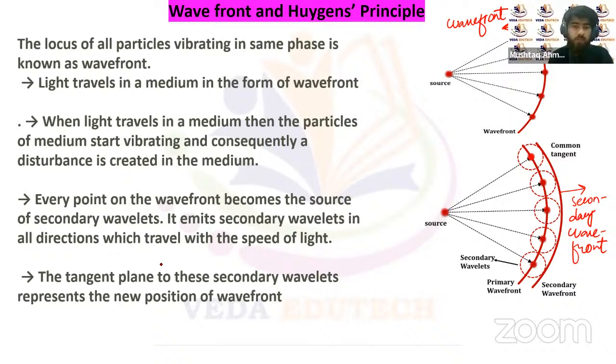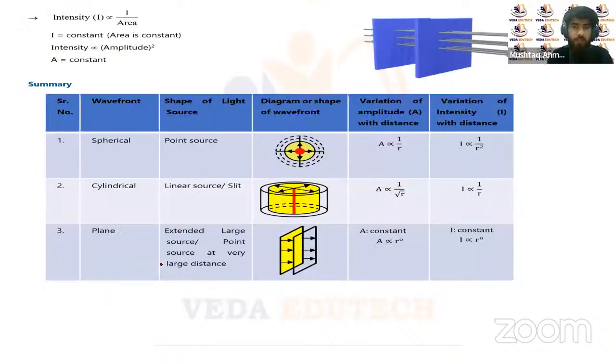And drawing the symmetric spheres, the common tangent to these spheres will be the secondary wavefront, right? That's what the Huygens principle says. Now these wavefronts can be of many types. Commonly we have three types of wavefronts: spherical wavefront, cylindrical wavefront, and plane wavefront.